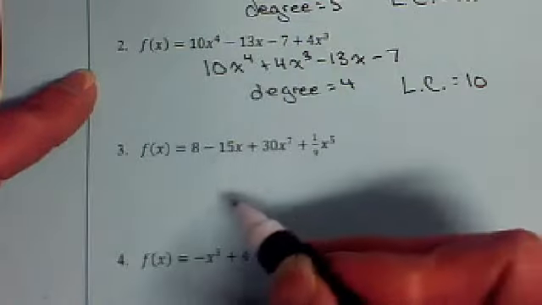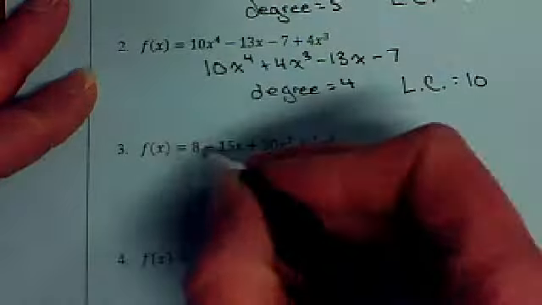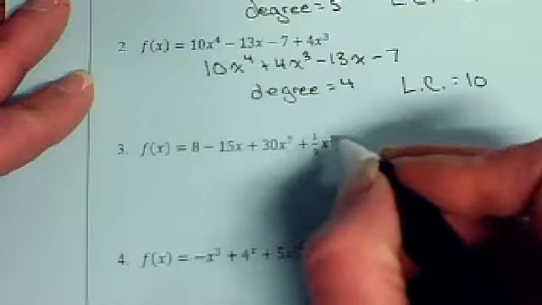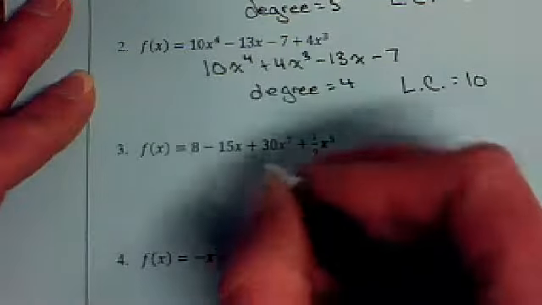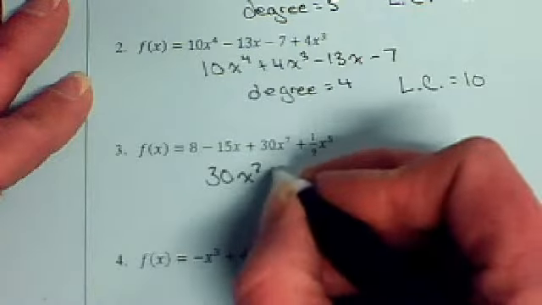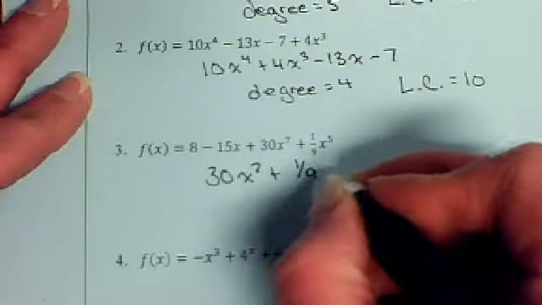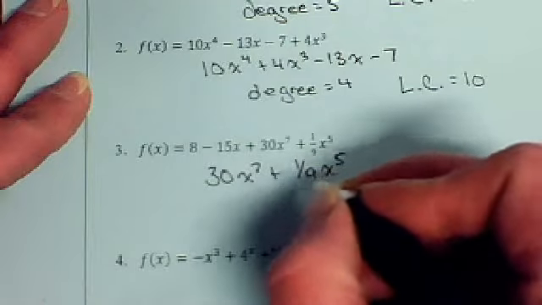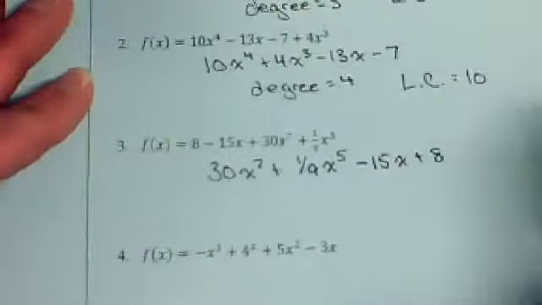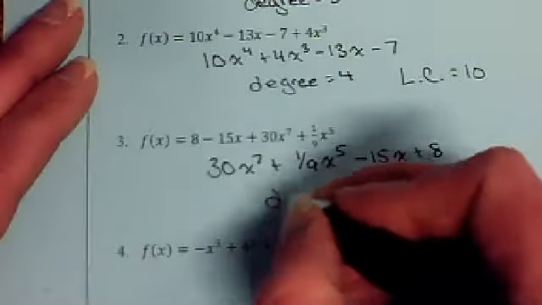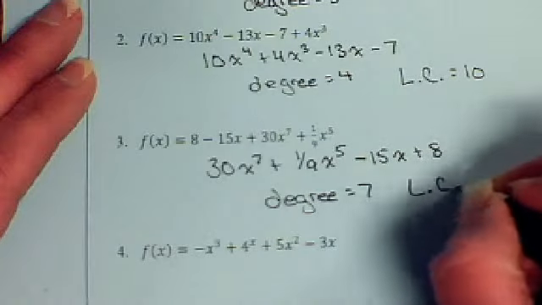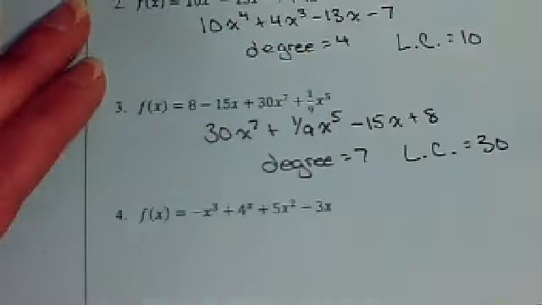Next one, looking just at the exponents. This would be like having an x to the 0, x to the 1, x to the 7th, and x to the 5th. I'm okay. A lot of people thought it wasn't because of this coefficient. Being a polynomial or not has nothing to do with the coefficients, but everything to do with your exponents. This is a degree of 7 with a leading coefficient of 30.